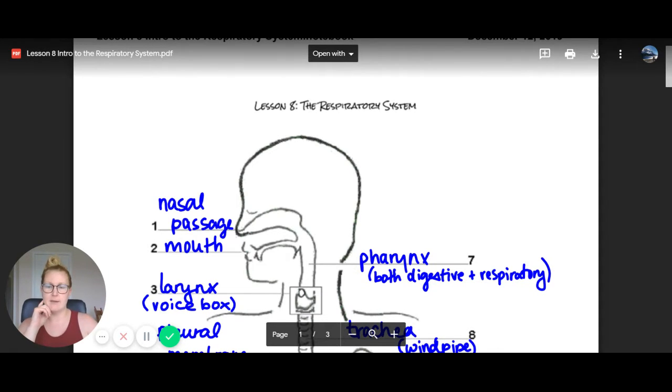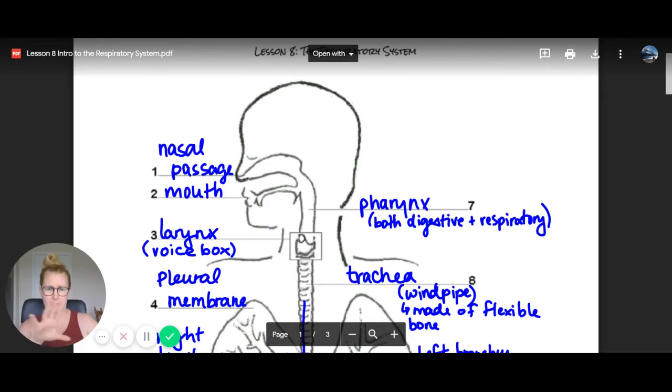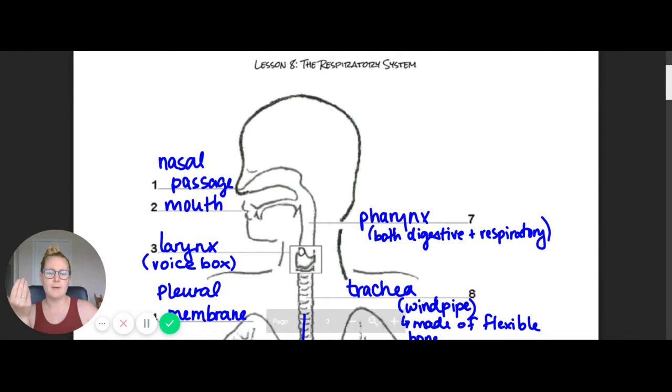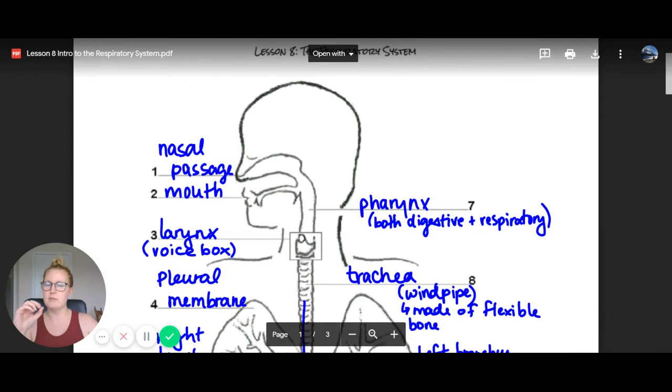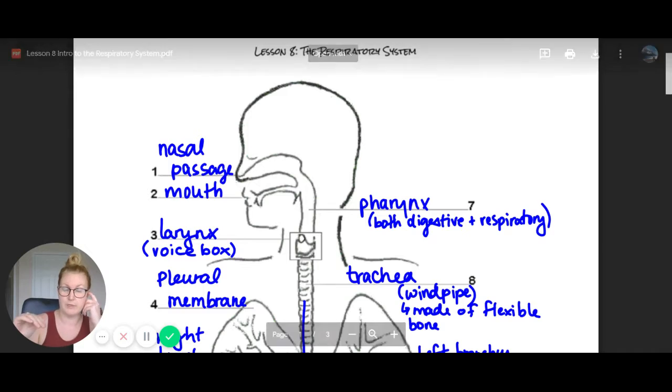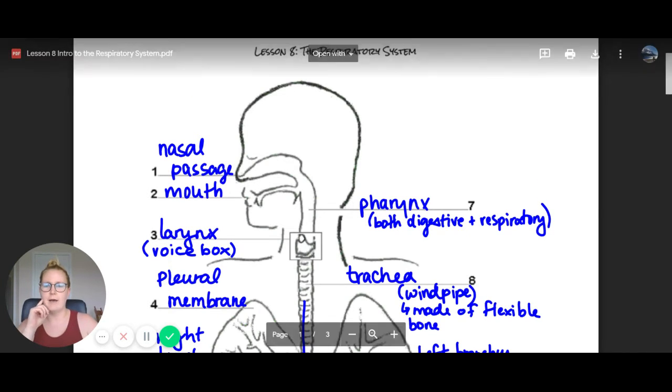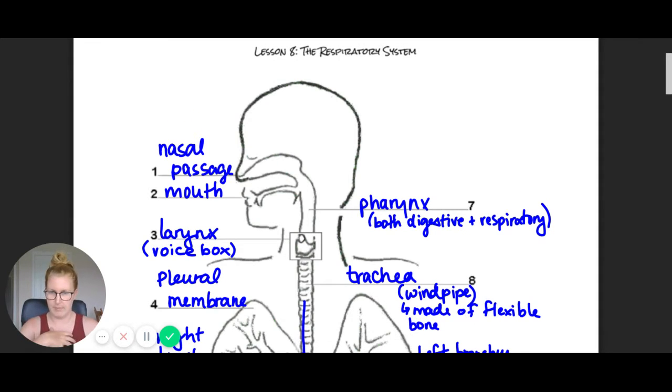With the respiratory system, I'm going to label a bunch of these things for us. We're not going to necessarily talk about all of them in the lesson notes. We're really going to talk about the ones that relate directly to the main purpose of the respiratory system, which was bulk gas exchange. So coming into the respiratory system, we have the nasal passage and the mouth.